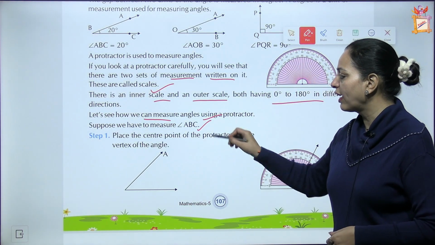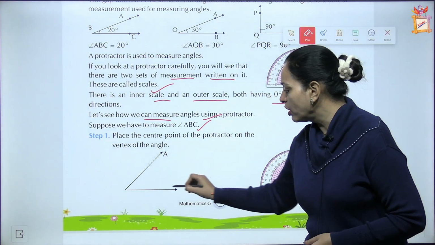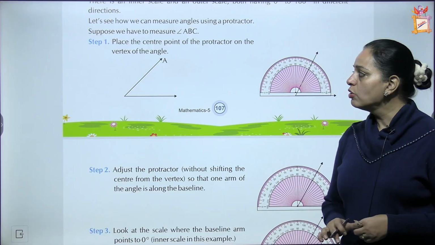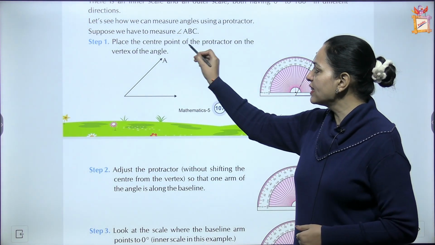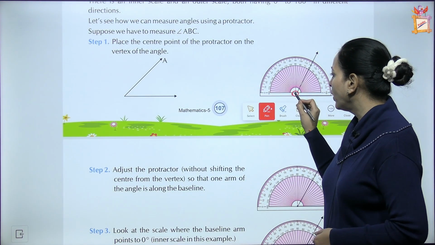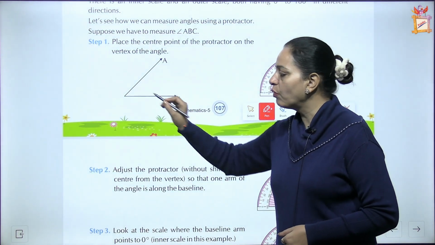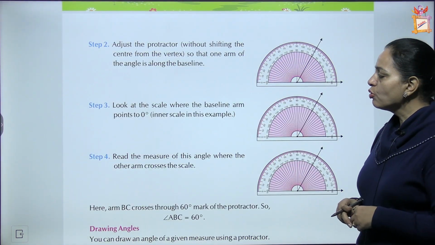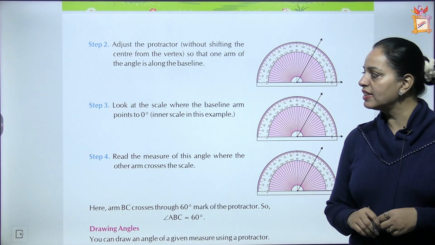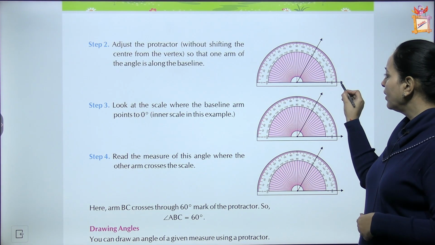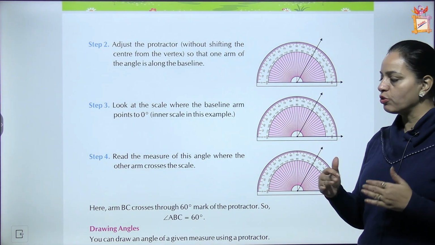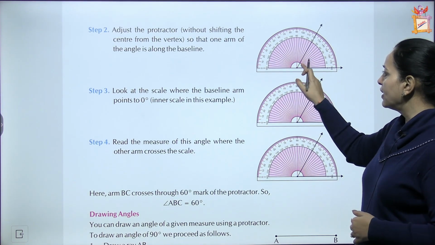Suppose we have to measure angle ABC. We drew an angle, angle ABC. How can we measure it with the help of a protractor? So what to do? Step 1: place the center point of the protractor on the vertex of the angle. This is the center point; we have to place it on the vertex of the angle. Step 2: adjust the protractor without shifting the center from the vertex so that one arm of the angle is along the baseline. So one arm of the angle will touch the baseline, we have to keep it there, right? So like this.